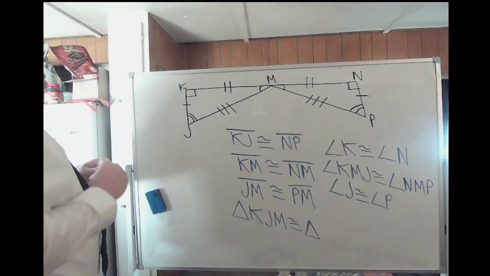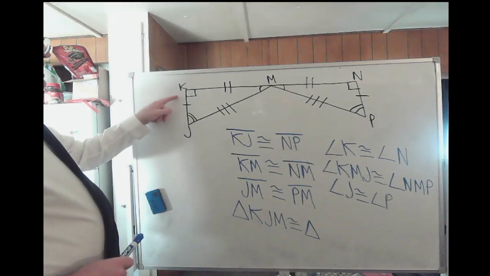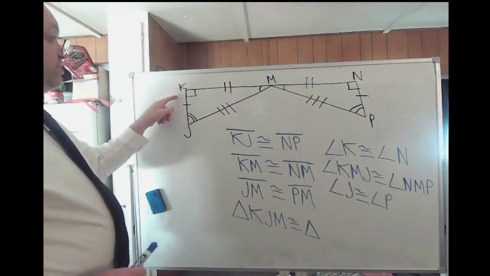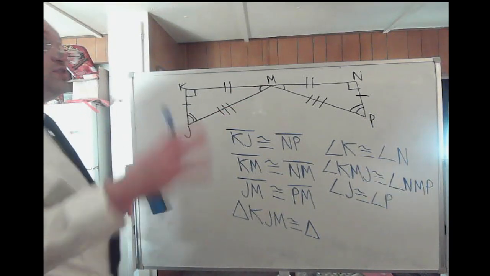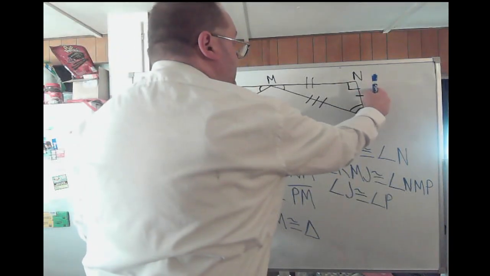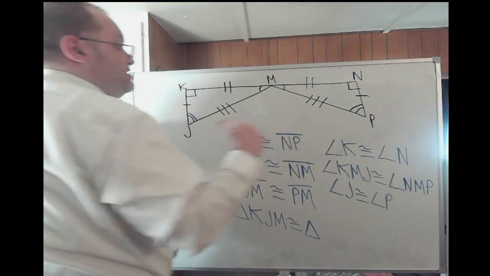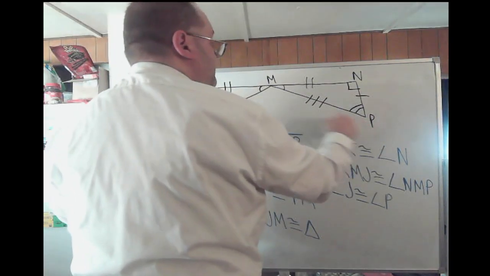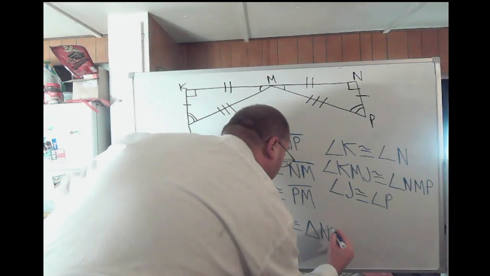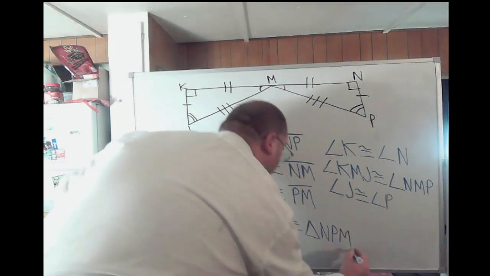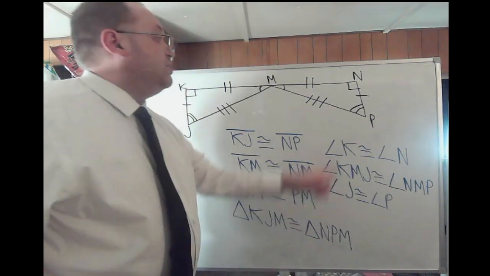What's it congruent to? Well, again, start with your tick marks. KJM starts with 1 tick mark and then ends on the side with 3 tick marks. So you're going to do the same thing over here. It'd be NPM, because it would start over here with 1 tick mark and end on the side with 3 tick marks. So it's congruent to triangle NPM. So triangle KJM is congruent to triangle NPM.